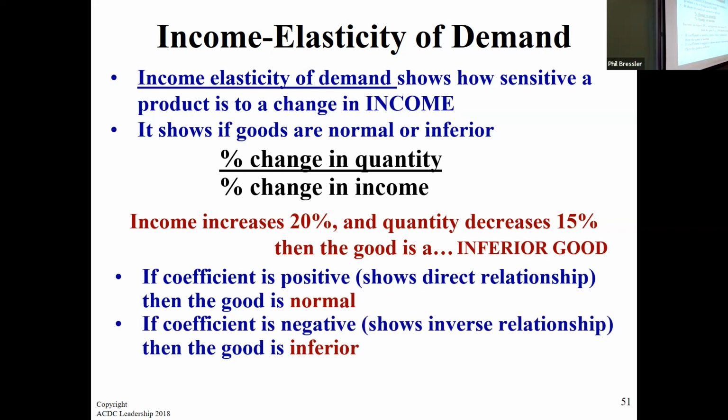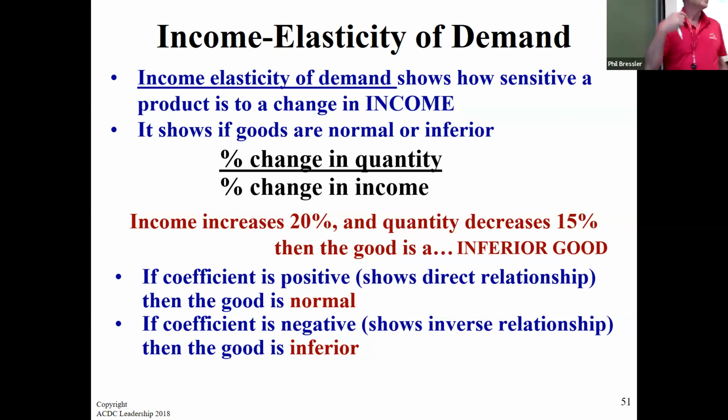Mason, just tell me when you're ready. Mason, can this tell me if there is a substitute or a complement? No. It cannot. It only can tell you, is it normal or inferior? So what do we got? We got demand and supply. They could tell you, is it inelastic or elastic? We've got cross price, substitute or complement. Now we got to think of, is it positive or negative? We got income, normal or inferior.